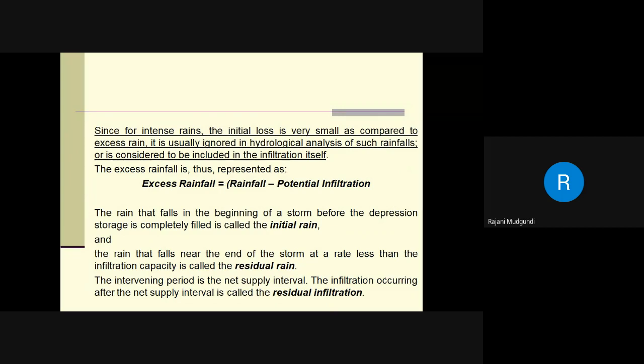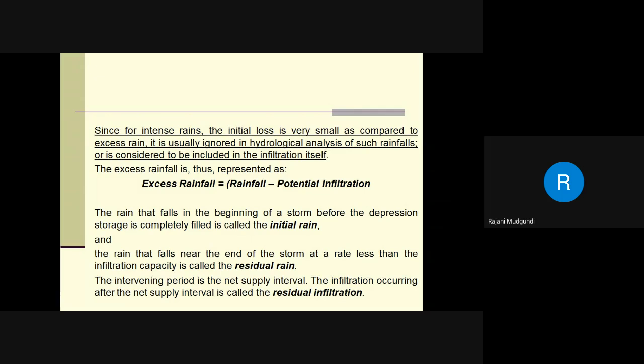Since for intense rain, the initial loss is very small compared to the excess rain or intensity of rain, it is usually ignored. Initial loss we can generally ignore in the hydrological analysis of such heavy intense rainfalls, or it's considered to be included in the infiltration itself. So thus the rainfall excess can again be given as excess rainfall is equal to rainfall minus potential infiltration itself. So this potential infiltration itself consists of initial basin recharge like depression storages and loss in terms of infiltration also.